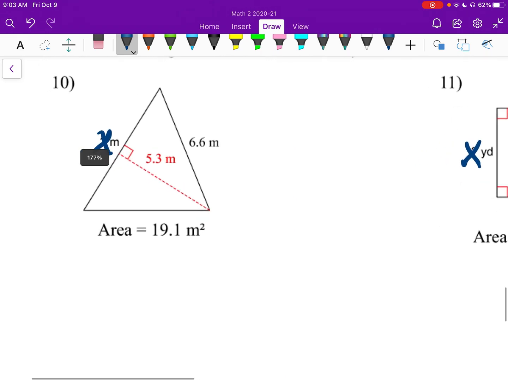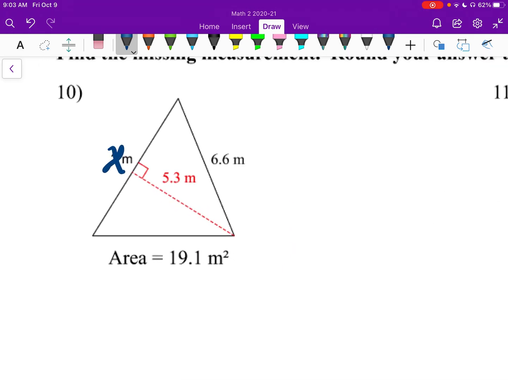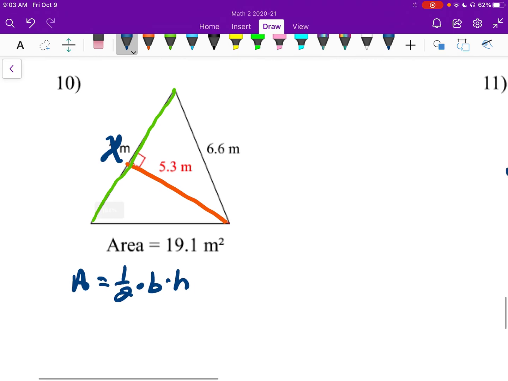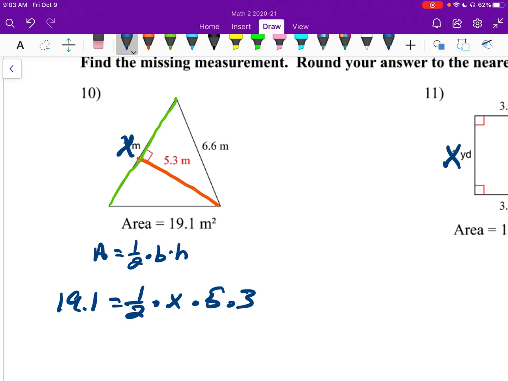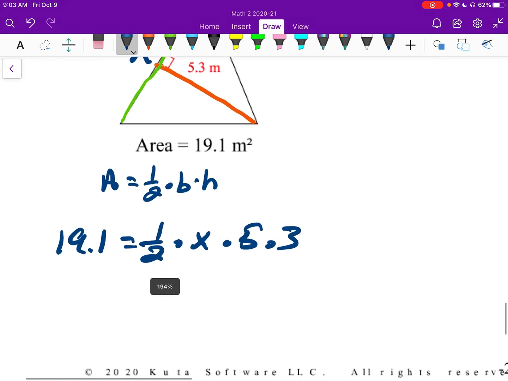So we're going to have to write down the area formula here for this triangle. Here's our height, and our base meets at a right angle. So area is 1/2 base times height. So I'm going to plug in everything I know. I know the area is 19.1, is 1/2, the base is x, and the height is 5.3. And now we just have to solve.